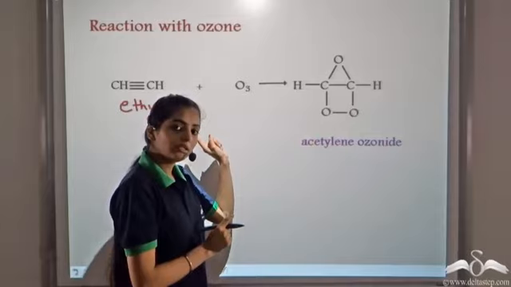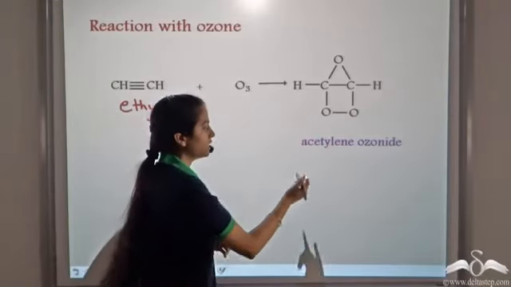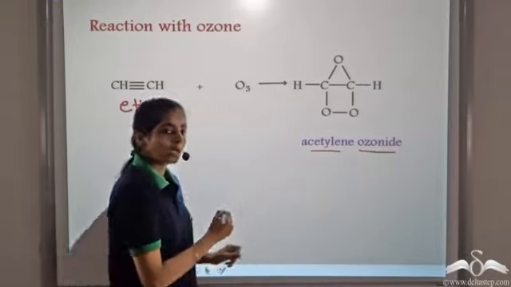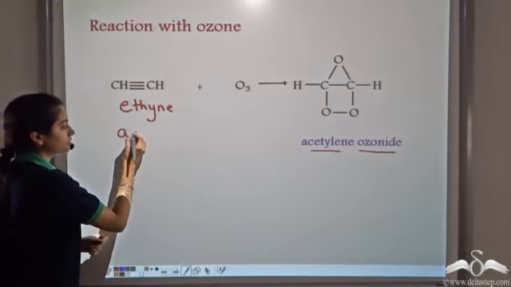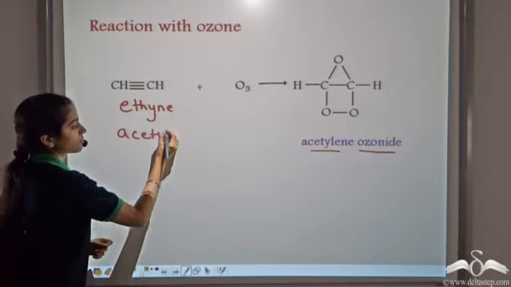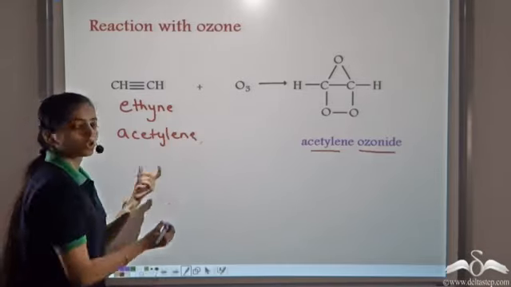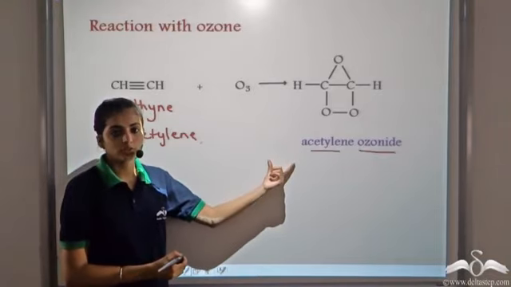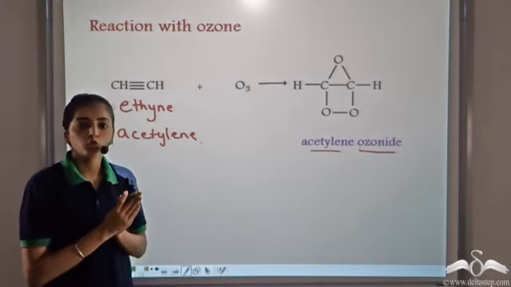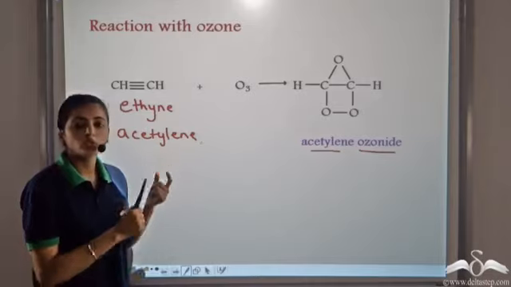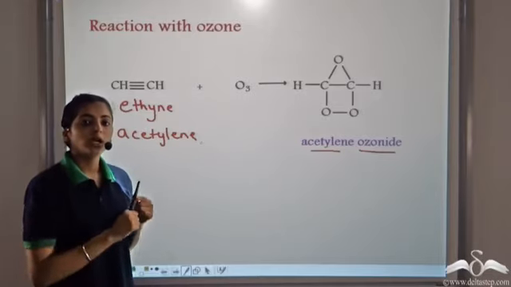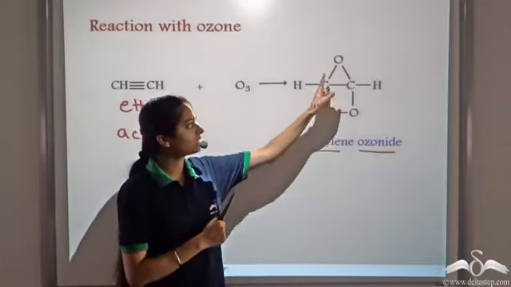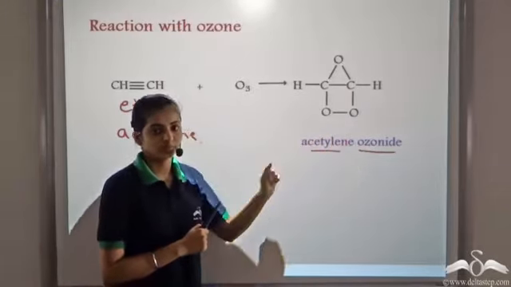So from ethyne, on reaction with ozone, we get ethyne or acetylene ozonide. Ethyne is also known as acetylene. So the product of this can be known as ethyne ozonide or acetylene ozonide. So the reaction of ozone with ethyne is known as ozonolysis reaction, and this gives us the corresponding ozonide. In case of alkynes, we get a hut-like structure.